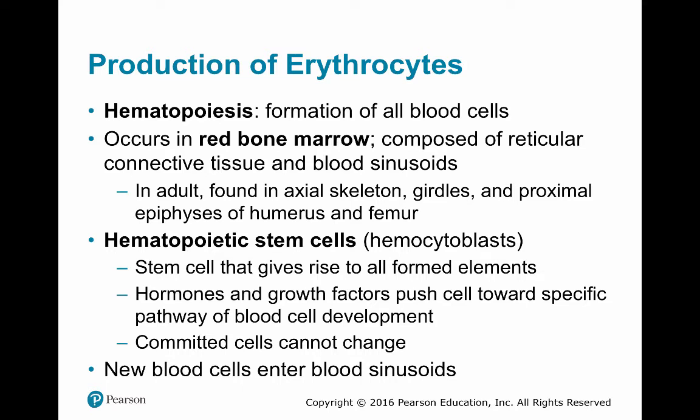This occurs in the red bone marrow. That's essentially composed of reticular connective tissue and what's known as blood sinusoids. In adults, this is found in the axial skeleton and the girdle and the proximal epiphysis of the humerus and femur. So it's basically found in all those areas. Last semester we denoted that as essentially red bone marrow, that spongy bone that you find red bone marrow in.